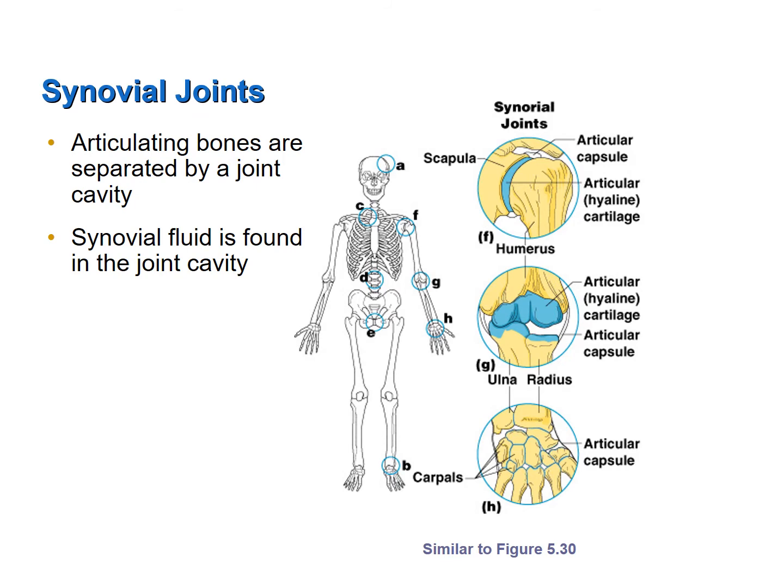Synovial joints are the third and final structural classification of joints. Synovial joints contain a space between the bones which is filled with synovial fluid. All of the articulations or joints of the limbs are synovial joints. So the joint between the humerus and scapula of the shoulder, the joint between the radius and ulna of the forearm, and the joints between the carpals of the wrist are all synovial joints.